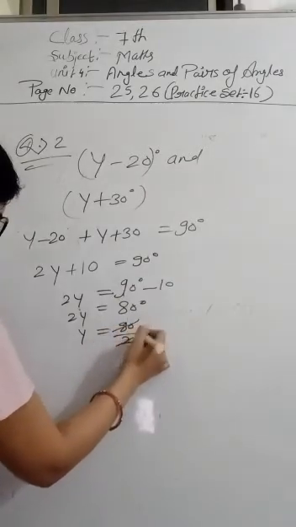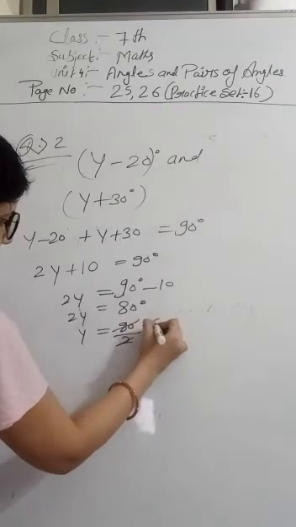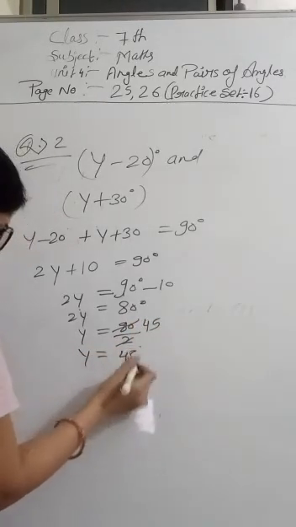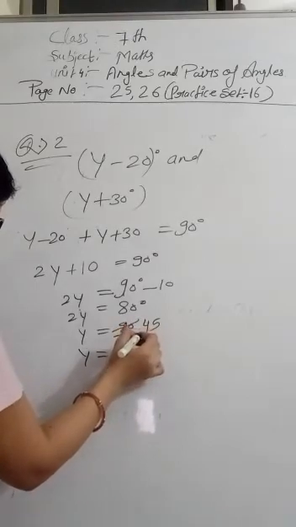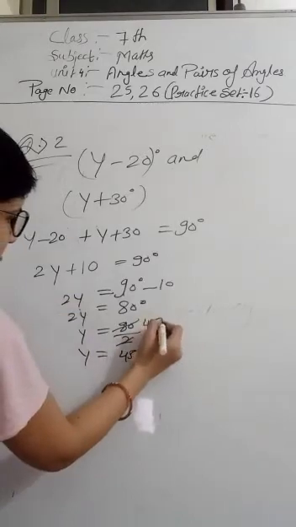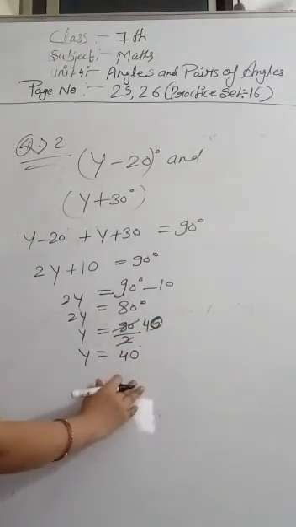So we divide this. 2 4s are 8, 2 5s are 10. So we get y equal to 40. 2 4s are 8 and 0. Okay, so we get 40. y equal to 40 degree.